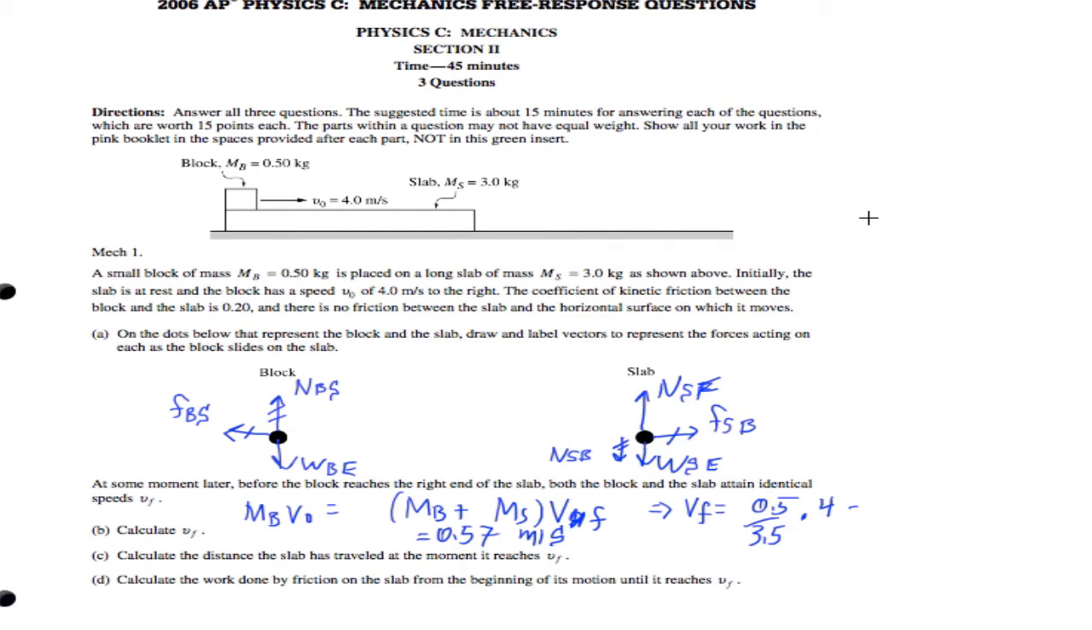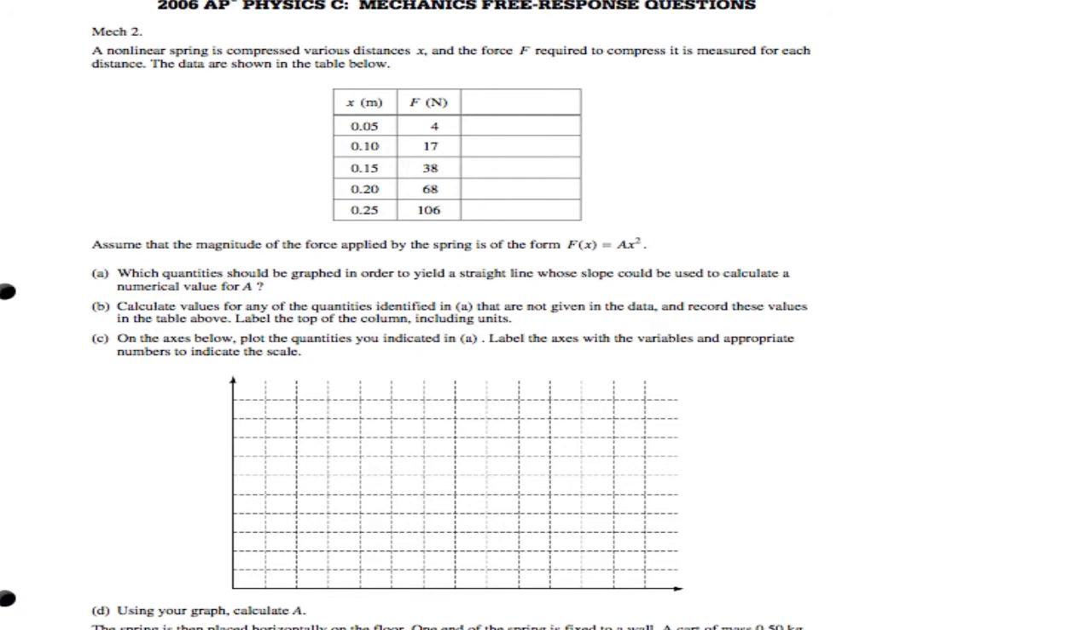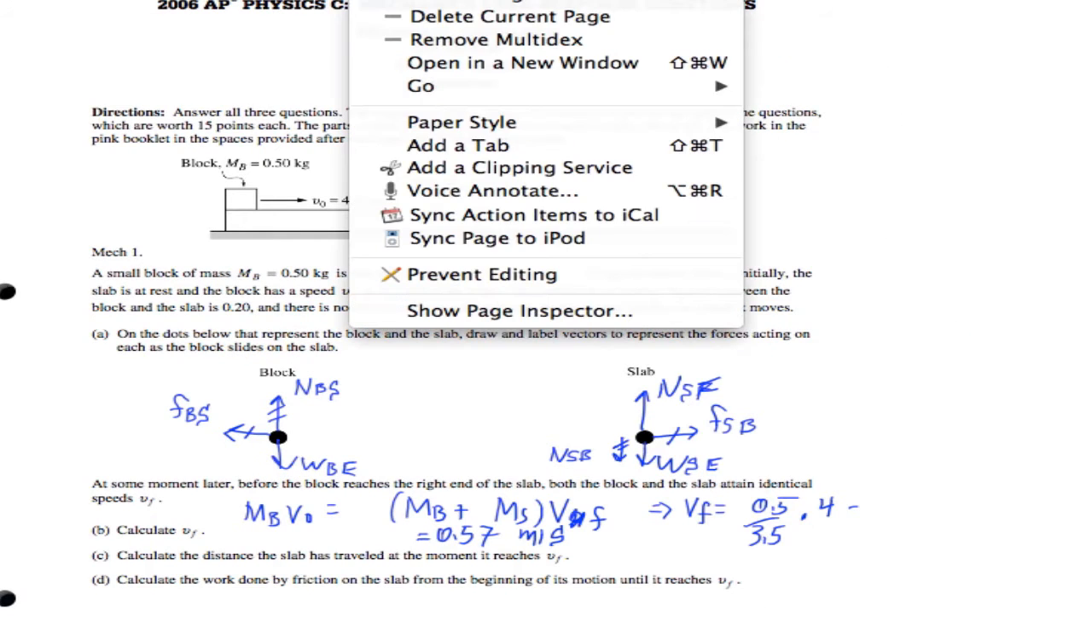So now we want to do part C, which is calculate the distance the slab has traveled at the moment it reaches VF. Let me just try to grab a formula here and see what I can do with it. Let's just get a little solution note here, just a little page to write some stuff on, and we'll see what we can do.